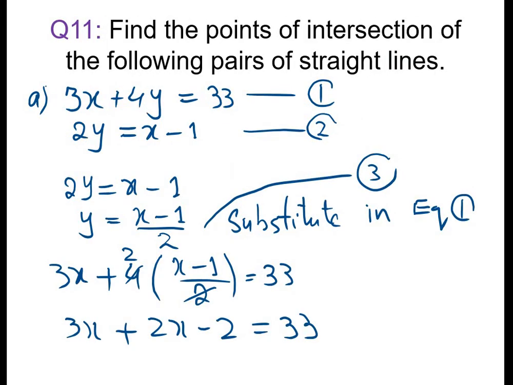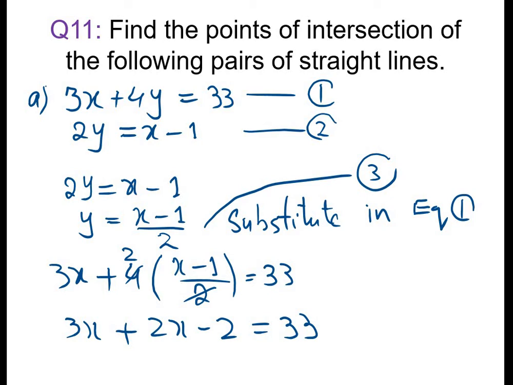Question number 11 has a few parts. Find the points of intersection of the following pairs of straight lines. You are given two equations, and you need to find the point of intersection, which means you have to solve these two and find the point (x, y) which satisfies both equations 1 and 2. So how do we do it?